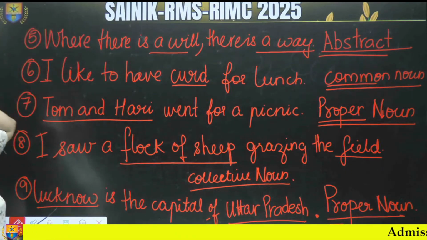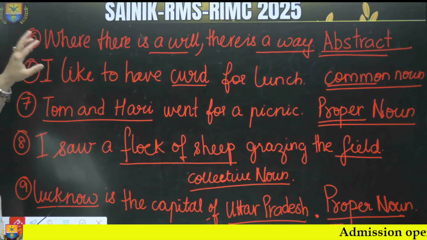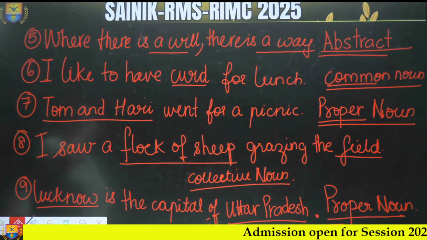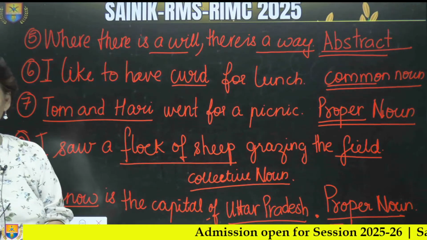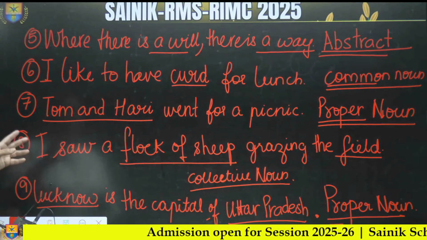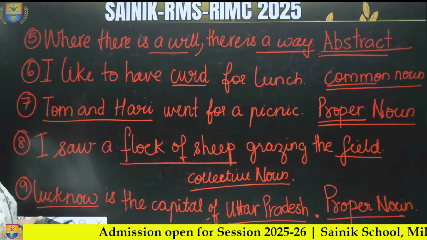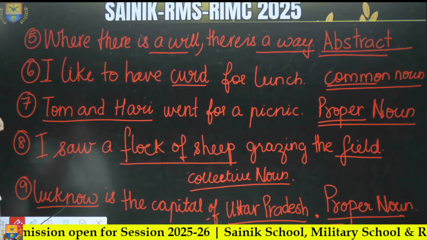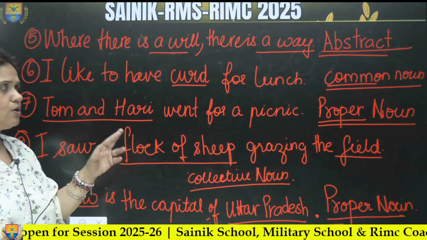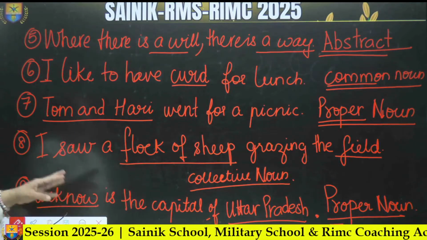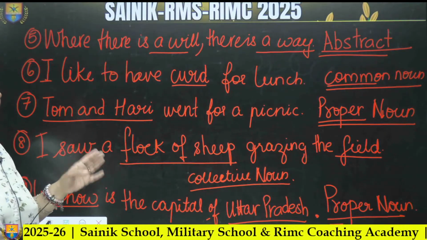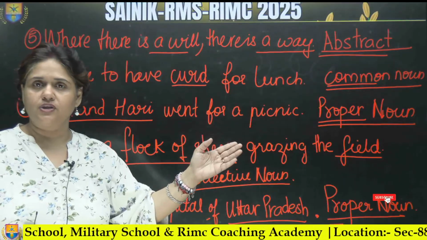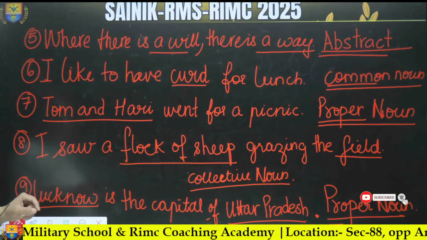Let's read these sentences before we move ahead. Where there is a way, there is a will. Where there is a will, there is a way. So we have this as abstract noun. I like to have curd for lunch. So curd is the common noun in this statement. Tom and Harry went for a picnic. So Tom and Harry are name of persons written in capital letter. So the answer to this is proper noun.